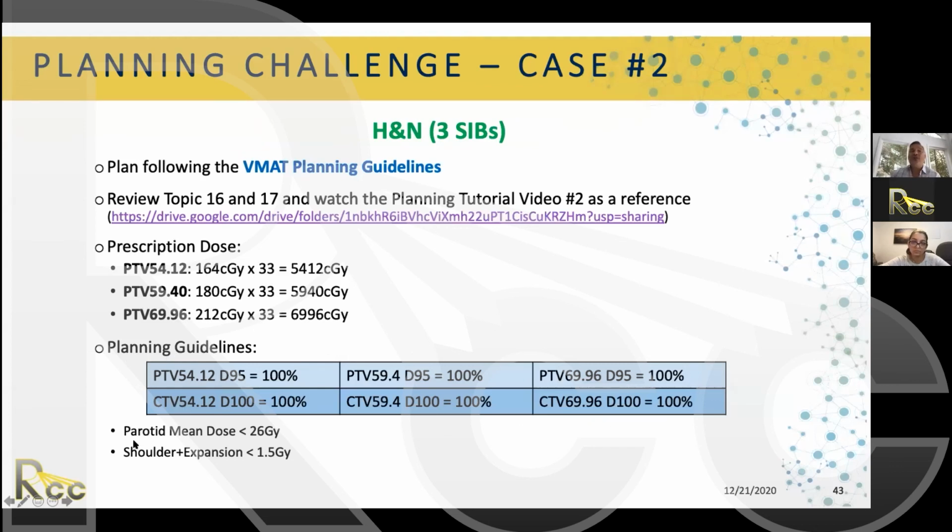And also here we added that we want to focus mainly on the parotid mean dose being equal or less than 26, and the shoulders and expansion. Remember, if you look at the video, it will be very well explained there how we avoid the shoulder. We talked a little bit about that in the last topic. We want that to be as low as possible, okay? That's mean dose, less than 1.5 there. I'm gonna add that there.